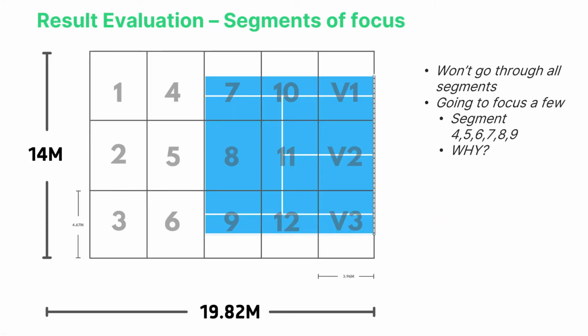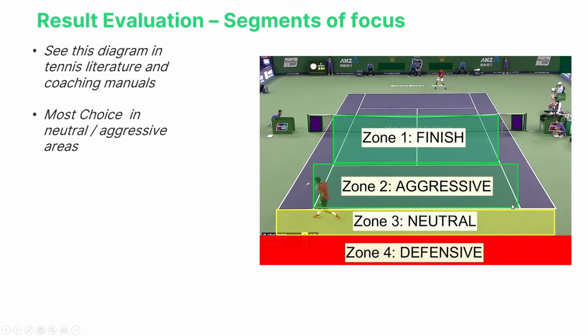In terms of the results, I'm going to focus on segments 4, 5, 6, 7, 8, and 9. It's not to say I won't talk about the other segments. I'll certainly touch on them as part of context to some of the results, but the main focus will be those middle sections. And you might ask why. One of the reasons is there's this diagram here that I see a lot in coaching blogs and manuals and training guidelines, and I don't necessarily agree with the zones where they've been drawn, or that it's applicable to all players, but I like the states in there.